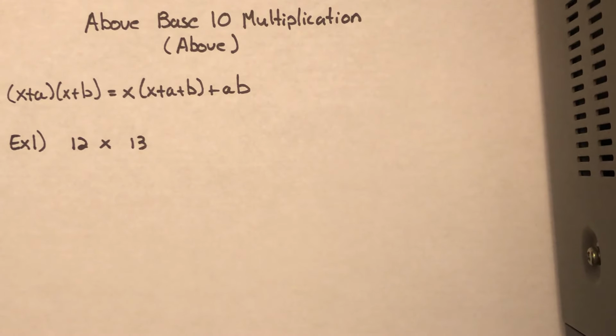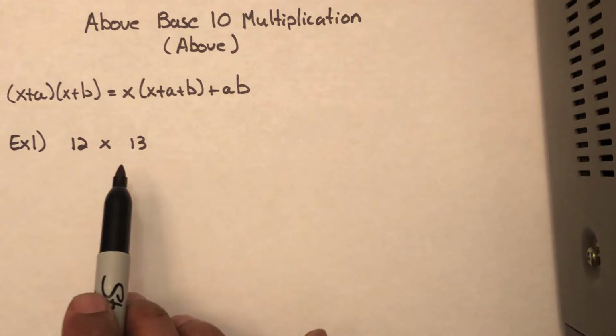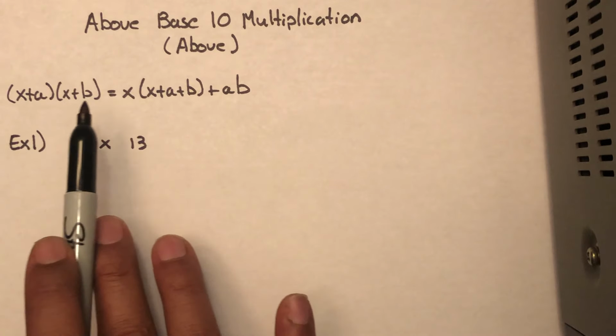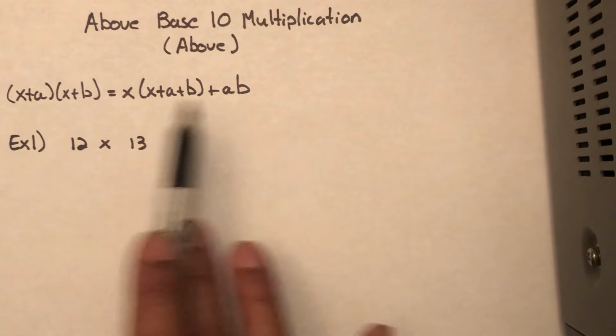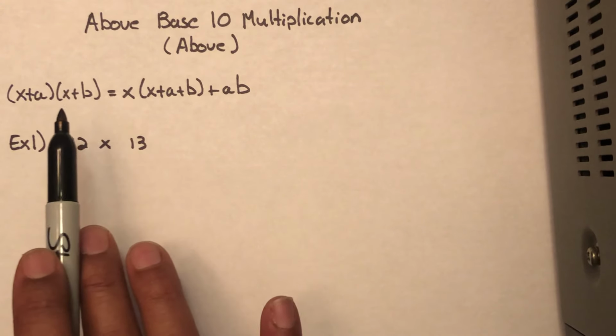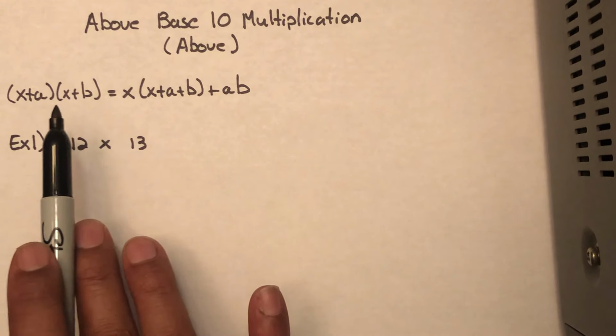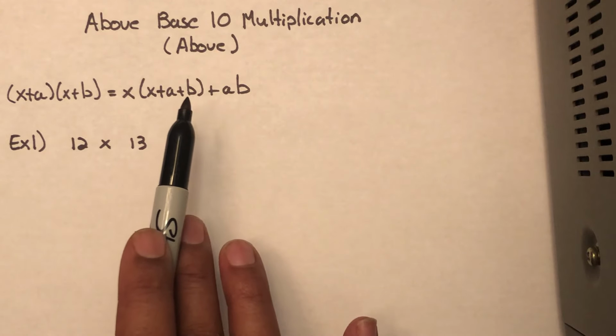Hello everybody. This video is going to be on base 10 multiplication, and both the numbers are going to be greater than 10. Our first example is 12 times 13, and it's all based on this algebraic identity. If you multiply this side out and multiply this side out and clean it up, combining like terms, you will see that this side is exactly equivalent to this side.